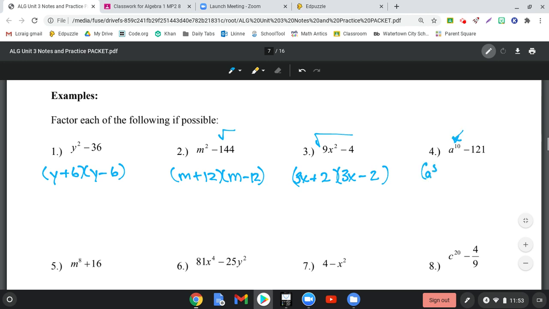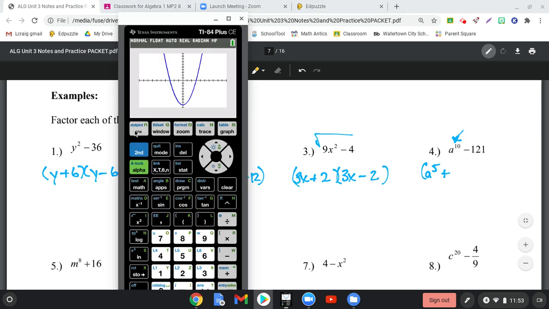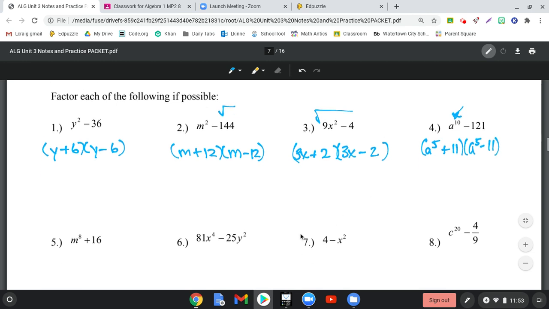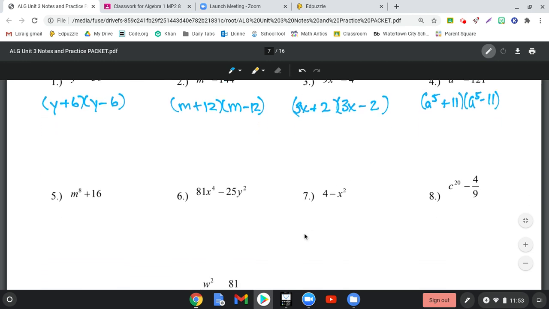So it's a to the 5th plus, again, if you're not sure about 121, if you know your first few perfect squares, it's a little faster. So second x squared, 121, you'll see it's 11. So it's a to the 5th plus 11, a to the 5th minus 11. And that's it. All right. Let's look at a few more.